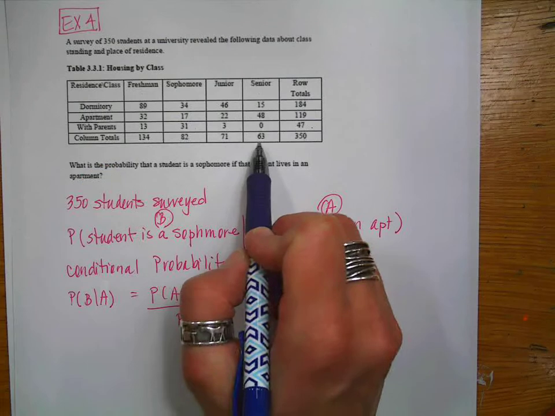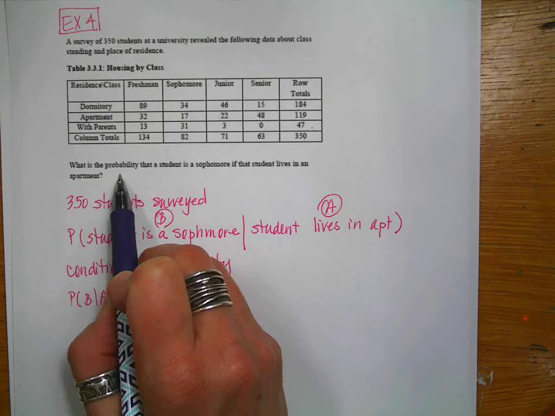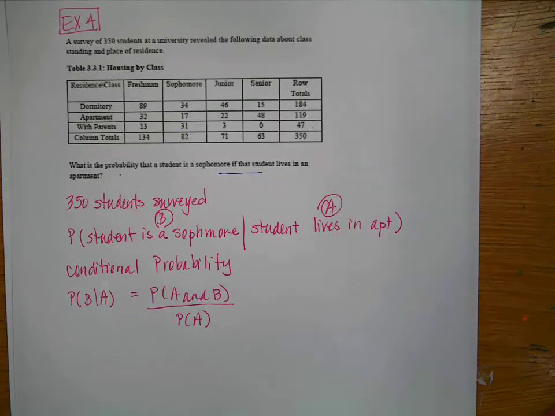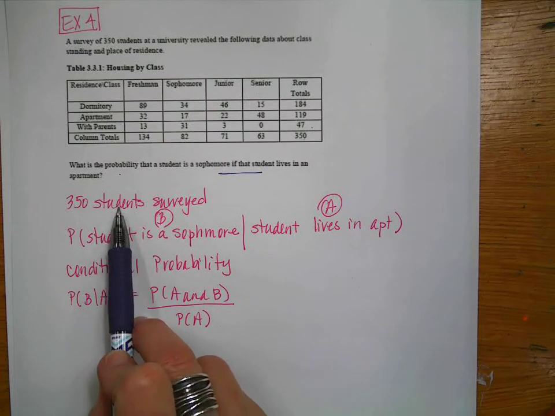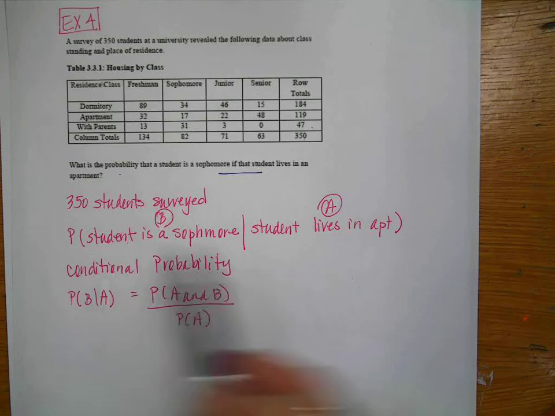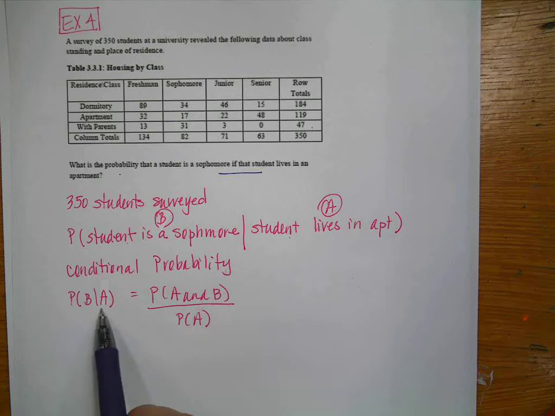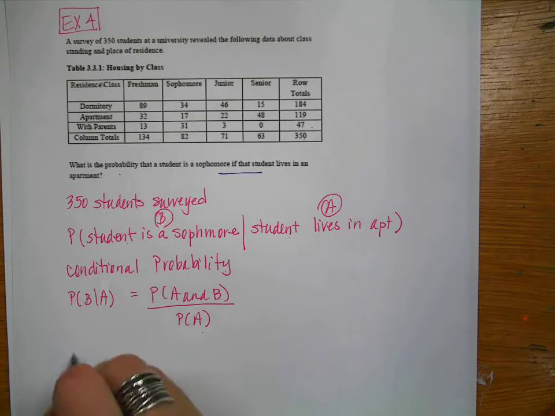And then I have freshman, sophomore, junior, senior. And these are my totals of those columns. So I'm wondering, what is the probability that a student is a sophomore if that student lives in an apartment? That means we have a conditional probability. Remember that the problem tells us that I have 350 students that were surveyed. So this is a conditional probability, the probability of B given A. So it's the probability of A and B divided by the probability of A.